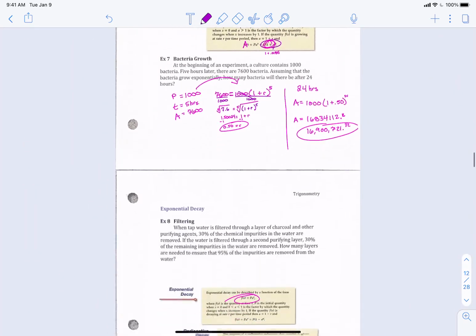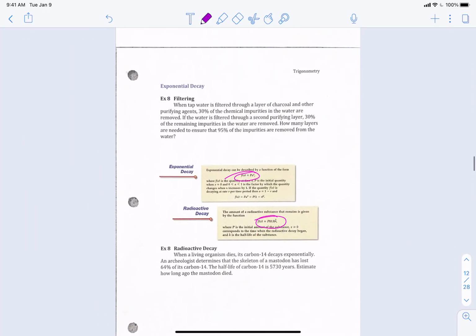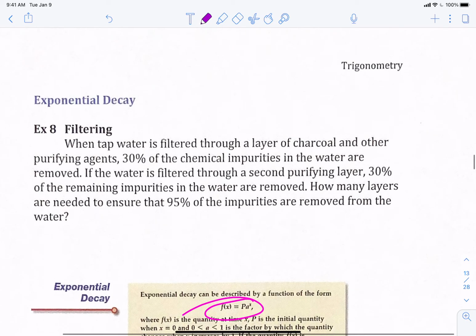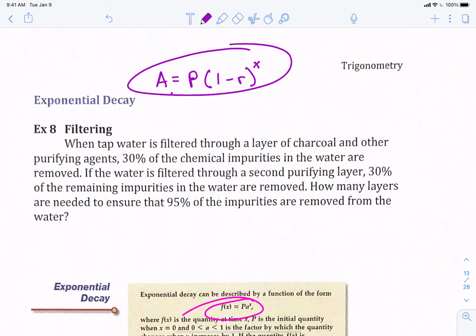Okay. What do we have left? 2 left. Okay, exponential decay. The only difference between exponential decay and exponential growth is this. If you want to write a formula down, you can do this: A equals P times 1 minus R to the X power. That's the only difference because you're subtracting. Your interest rate is what you're subtracting. So if you want a formula, here's the formula for exponential decay.